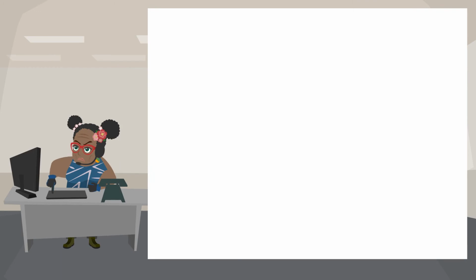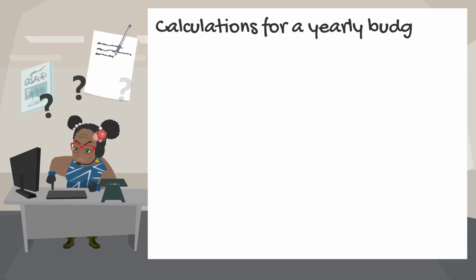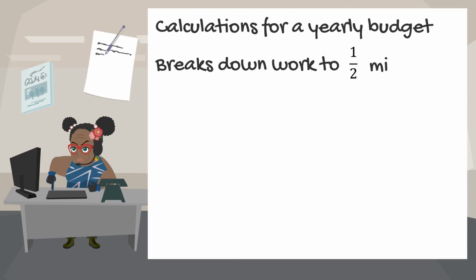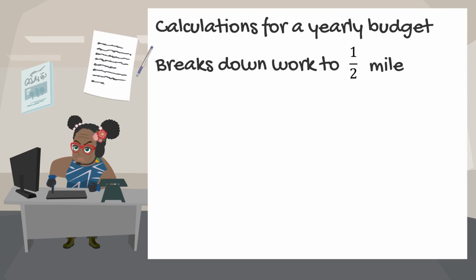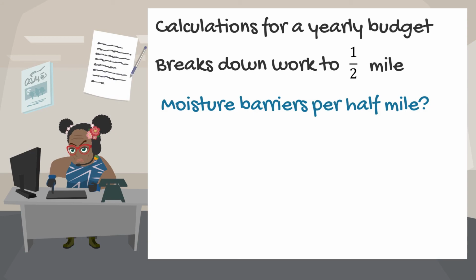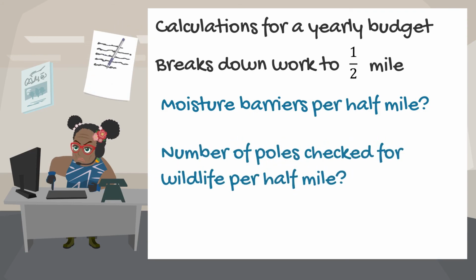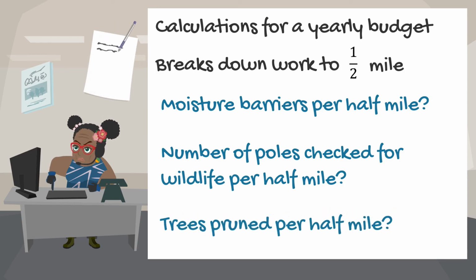Michaela needs my help to submit a report to create her yearly budget. She breaks down the utility line work to see how much work is performed every half mile. This information affects the amount of work as well as her pay. Determine the number of moisture barriers needed every half mile, the number of poles checked for wildlife every half mile, and trees needing pruning per half mile.